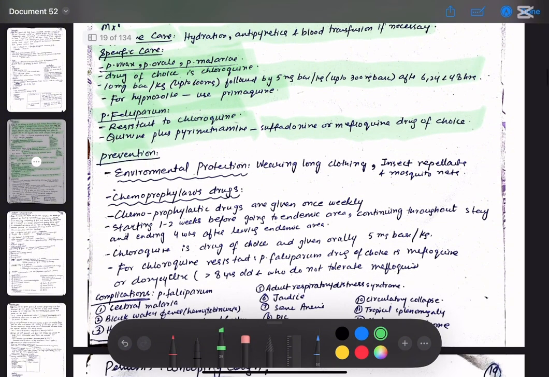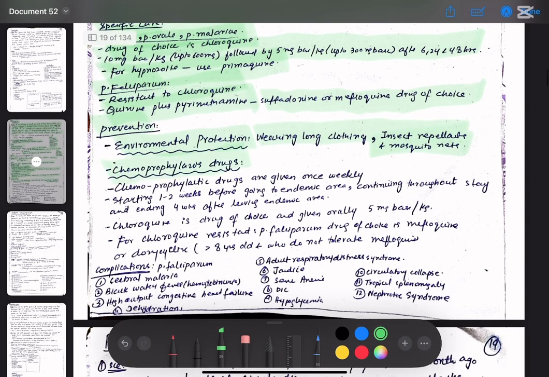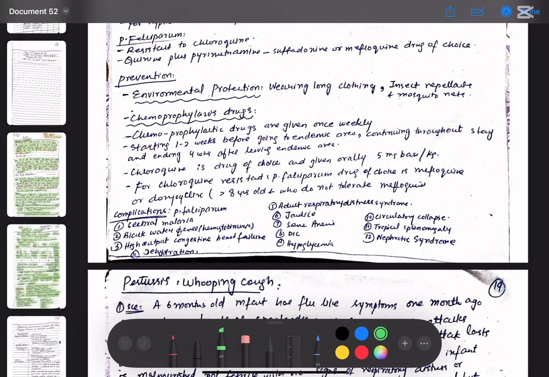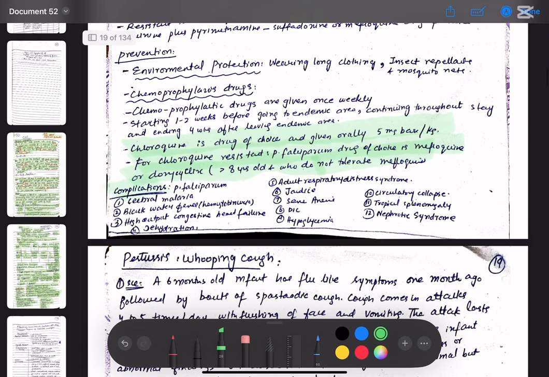Now the prevention is done by environmental protection, that is wearing long clothing, insect repellents and mosquito nets. Chemoprophylactic drugs are given once weekly, starting 1 to 2 weeks before going to an endemic area, continuing throughout the stay, and ending 4 weeks after leaving the endemic area. Chloroquine is the drug of choice and it is given orally at 5 milligram per kg. For chloroquine-resistant P. falciparum, the drug of choice is mefloquine or doxycycline, which is given for those greater than 8 years old and who do not tolerate mefloquine.